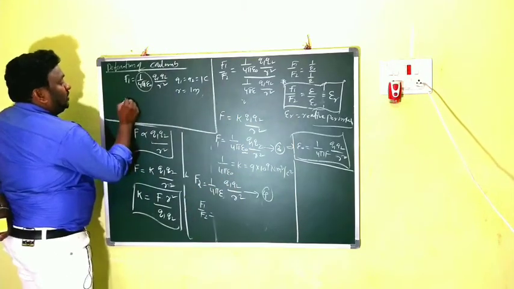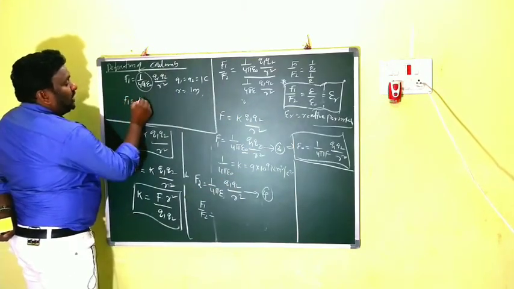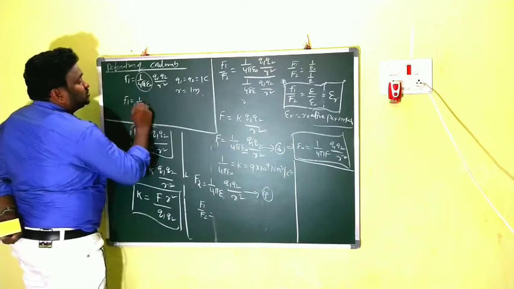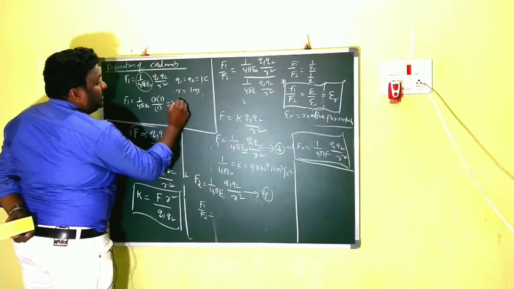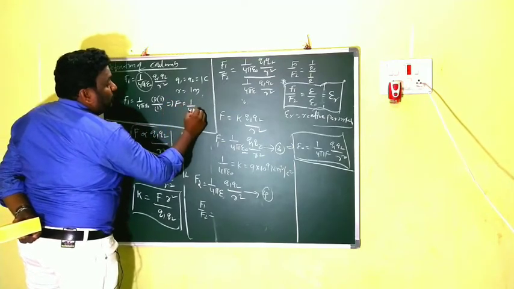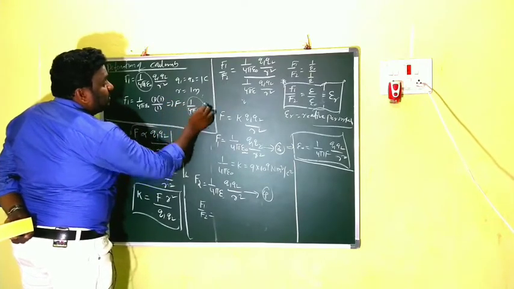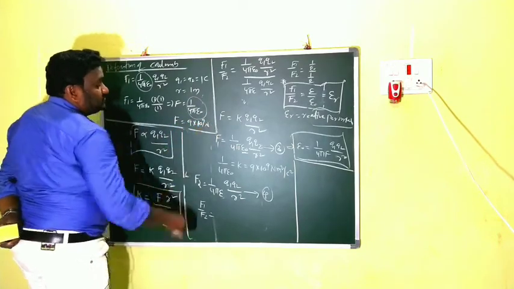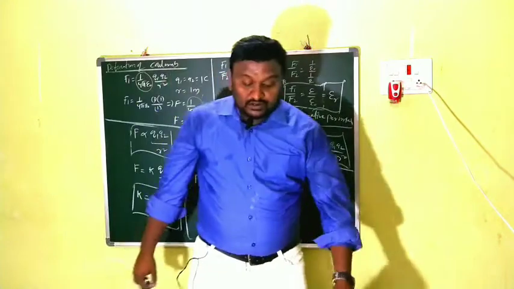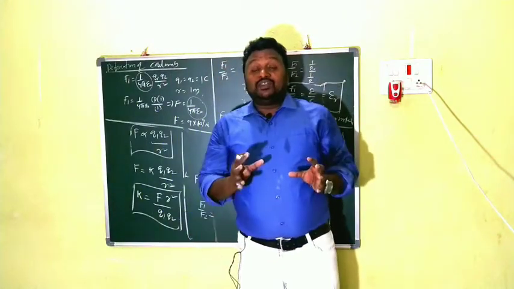Here we can write F1 is equal to 1 by 4 pi epsilon naught into Q1, which is 1, and this is also 1. Then F is equal to 1 by 4 pi epsilon naught. Already this value is 9 into 10 power of 9 newtons. Clear? Children, most important, definition of Coulomb.